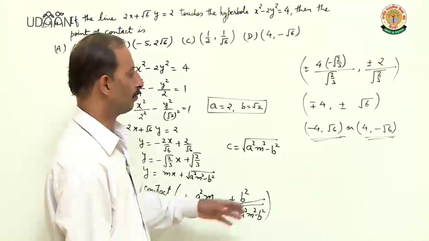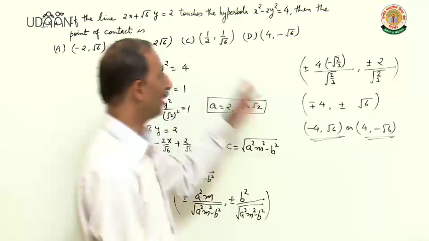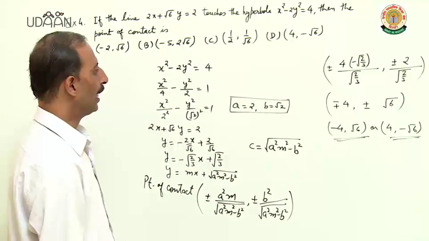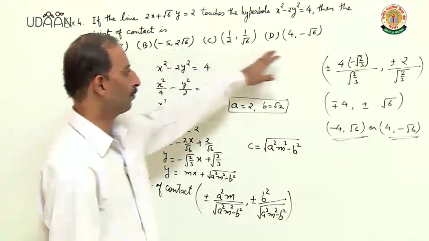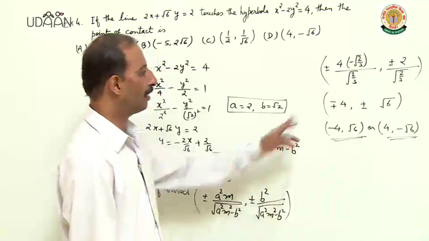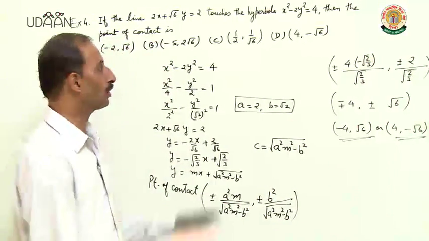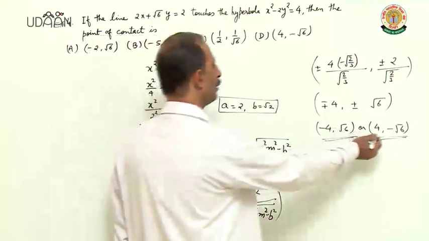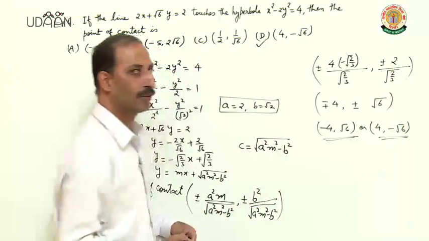Now check which option is matching with the given options. They have given minus 4 and root 6, that is not given here, so this option is not possible. Another is 4 minus root 6, so this is given here. So option D will match with the given option. So this option is the correct option.